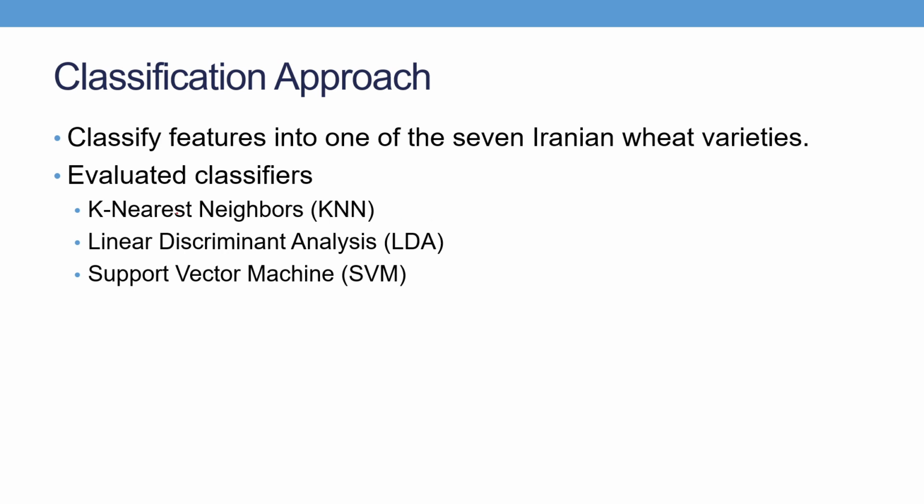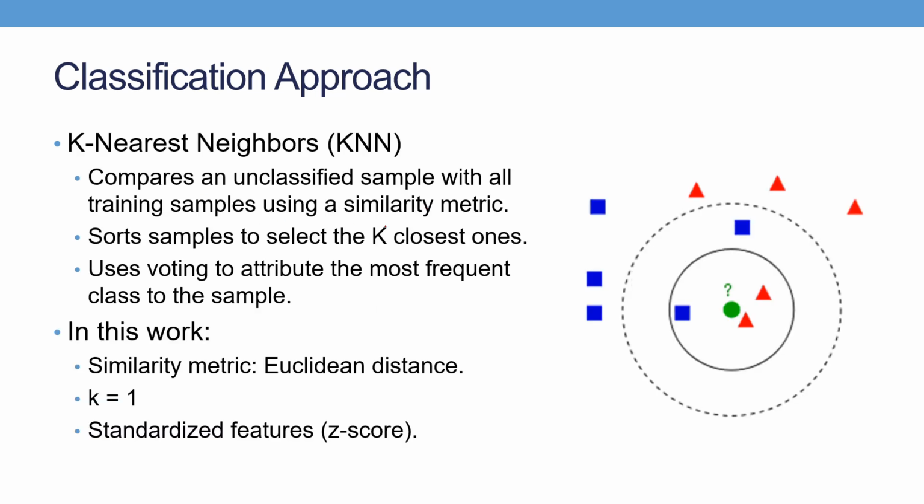We evaluated 3 classifiers. KNN, nearest neighbors, which selects the best class based on proximity and a voting scheme. We used the standard features, so we applied z-score before. We used k equals 1.